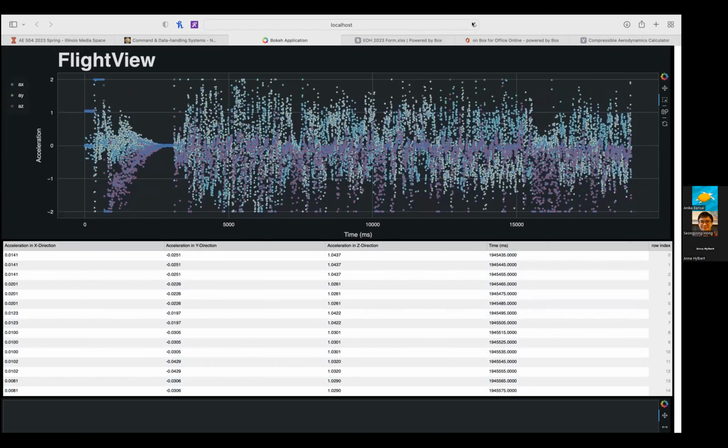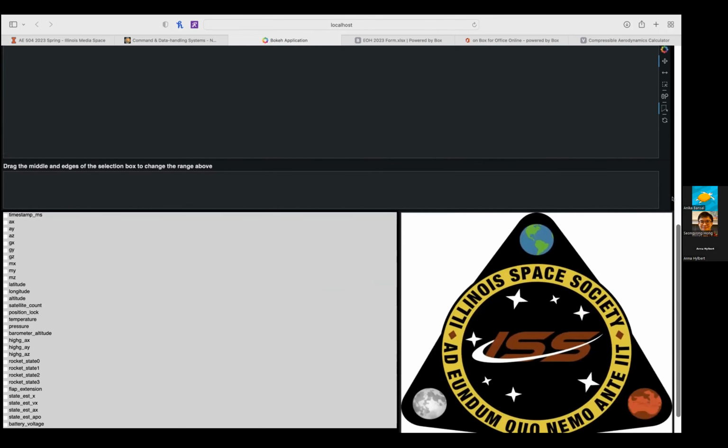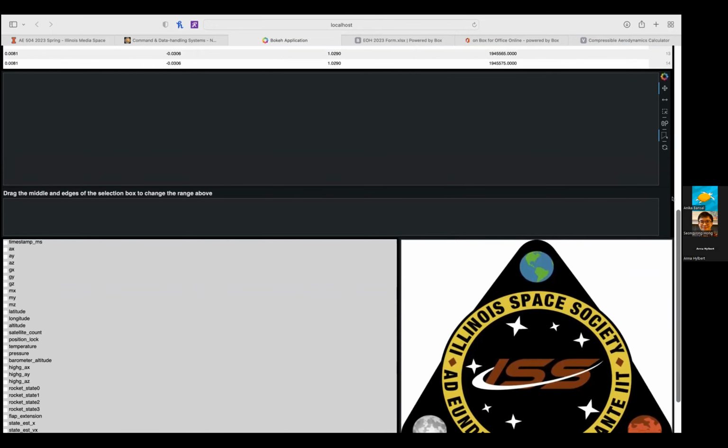I think the most relevant thing is the barometer altitude data, which we calculate by looking at air pressure and then multiplying it by some constant and adding a little bit. But yeah, let's look at barometer altitude and talk a little bit about that.